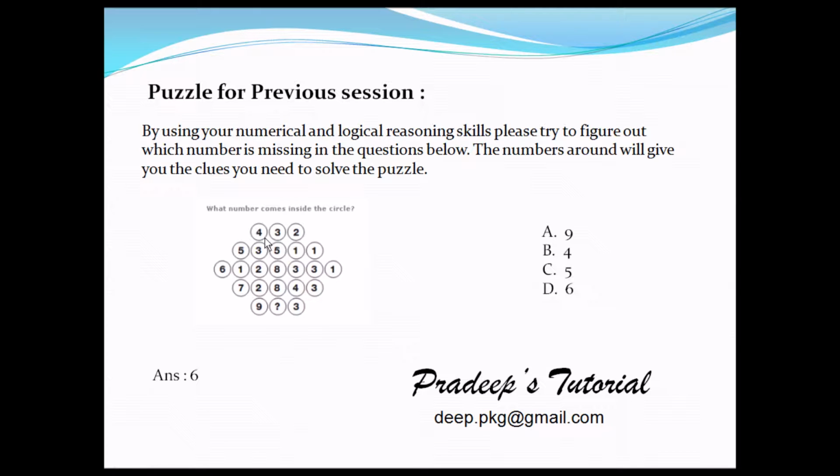If you see the first row, in the middle we have 3, which is 4 plus 2, that is 6, divided by 2. In the second row, 5 plus 3, that is 8, plus 2, that is 10 total, and 10 divided by 2 equals 5. If you continue with this, here if you add 9 plus 3, that is 12, divided by 2 will be 6. So 6 is our answer. Okay, we'll move to the session now.